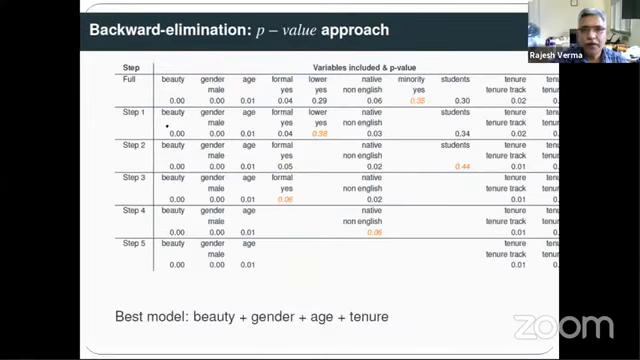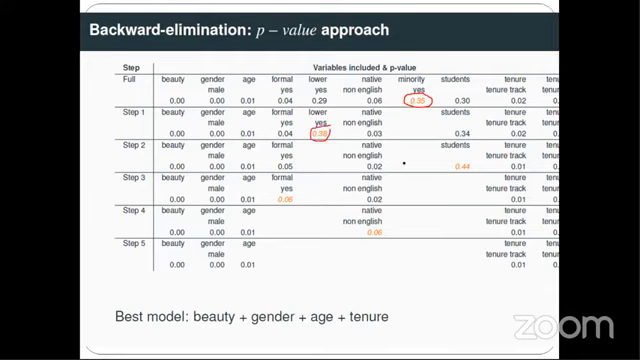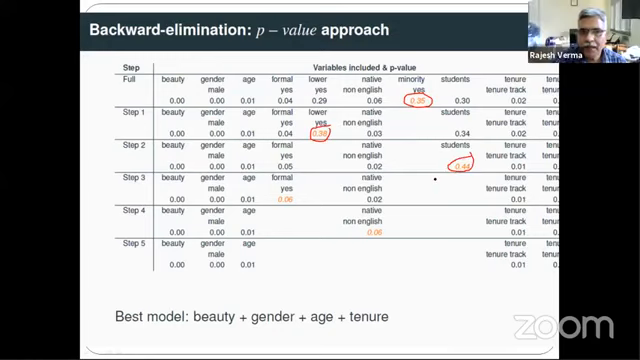And for the p-value approach, we drop this variable having the highest p-value, and in the second stage we drop this variable. In the third step we drop this variable, and next step we drop this variable, and next step we drop this variable, and we are left with this one, this, and these parameters. So the best model is beauty plus gender plus age plus tenure.